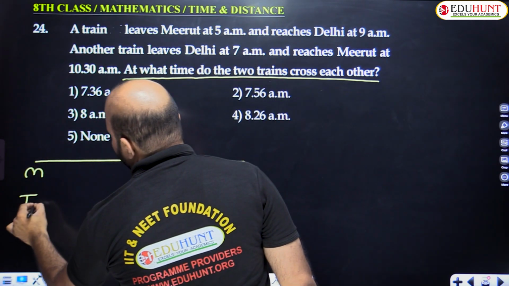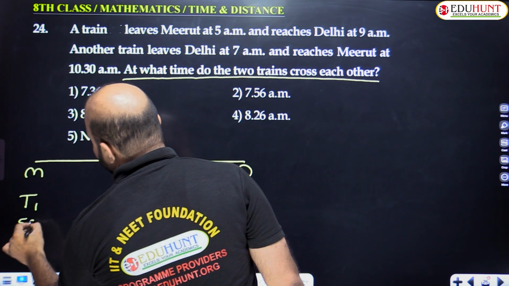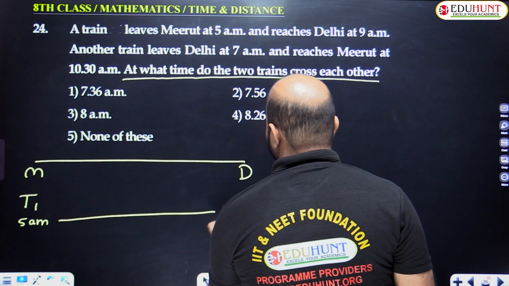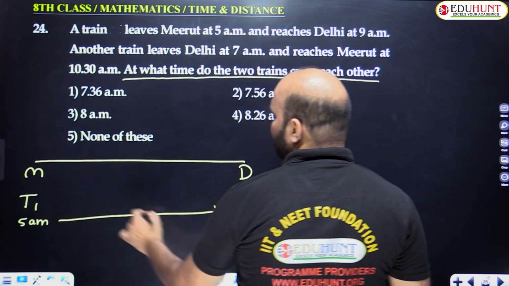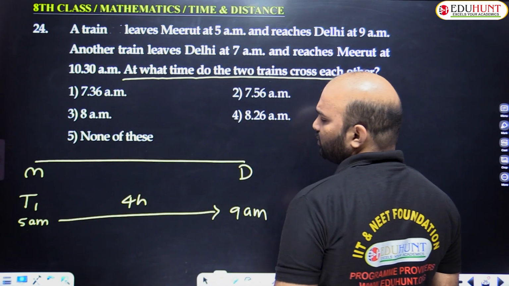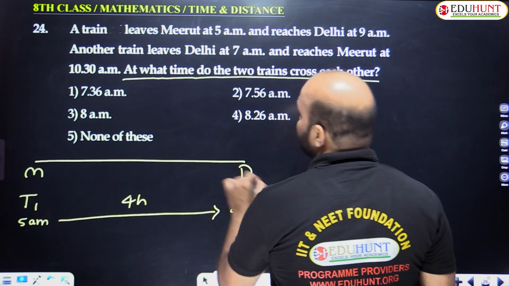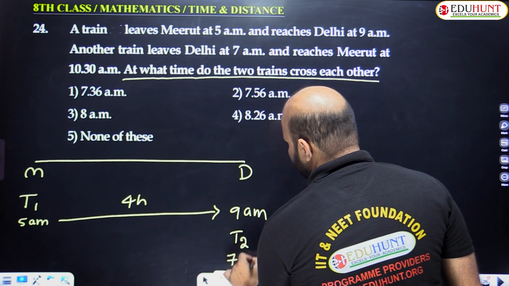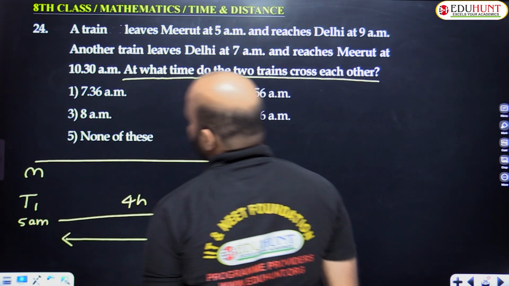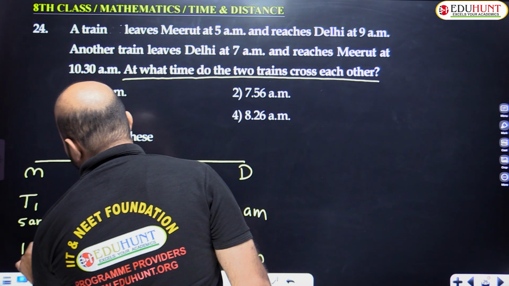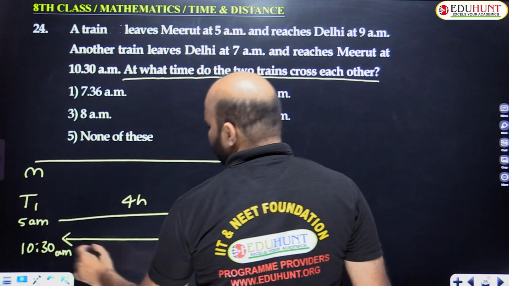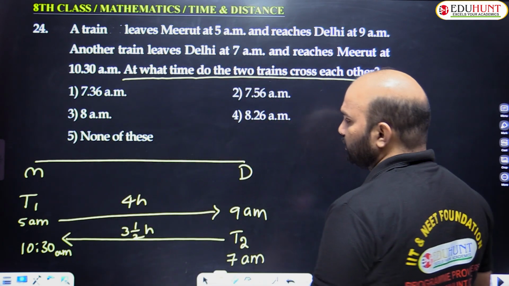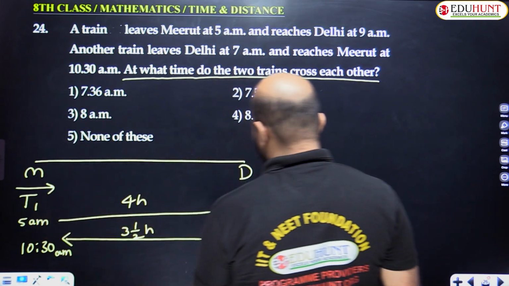T1 starts at Meerut at what time? 5 am and reaches Delhi at 9 am. How much time is taken? 4 hours, 5 am to 9 am. The second train T2 starts at Delhi at 7 am and reaches Meerut at 10:30 am. How many hours? 7 am to 10:30, nothing but 3.5 hours. So both are moving in the opposite direction, T1 and T2.